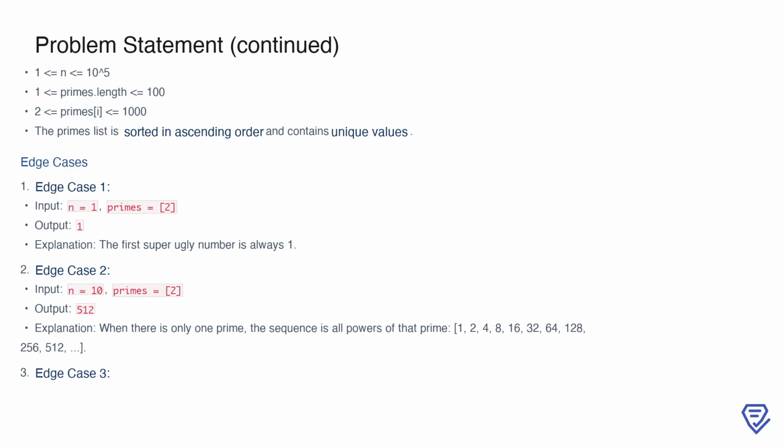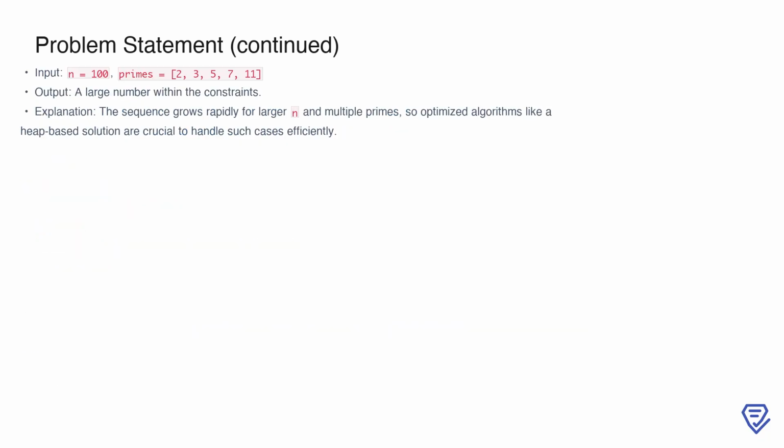Edge cases also play a significant role. For example, when n equals 1 and the primes list contains only 2, the output is 1, as the first super ugly number is always 1 by definition. Another edge case is when n equals 10 with a single prime, such as 2. In this scenario, the sequence consists solely of powers of 2, like 1, 2, 4, 8, 16, and the 10th number is 512. Lastly, consider a larger edge case where n equals 100 and the primes list is 2, 3, 5, 7, 11. Here, the sequence grows rapidly, and the 100th super ugly number will be a relatively large integer.